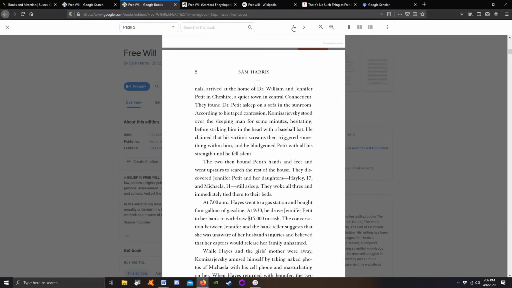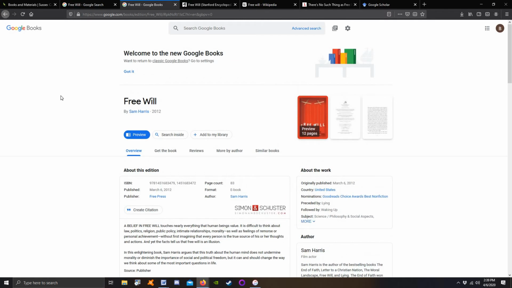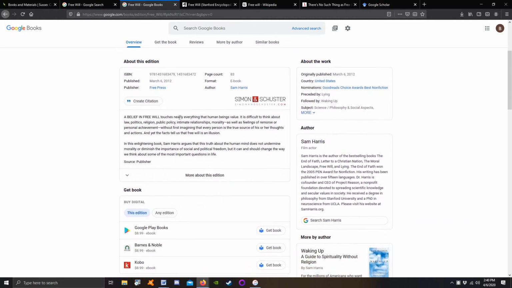But this is actually a feint. That's not how this works. If you look at this book, Free Will by Sam Harris, we have a belief in free will touches nearly everything that human beings value, etc., etc., etc. Sam Harris is the author of the best-selling books The End of Faith, Letter to a Christian Nation, The Moral Landscape, Free Will, and Lying.